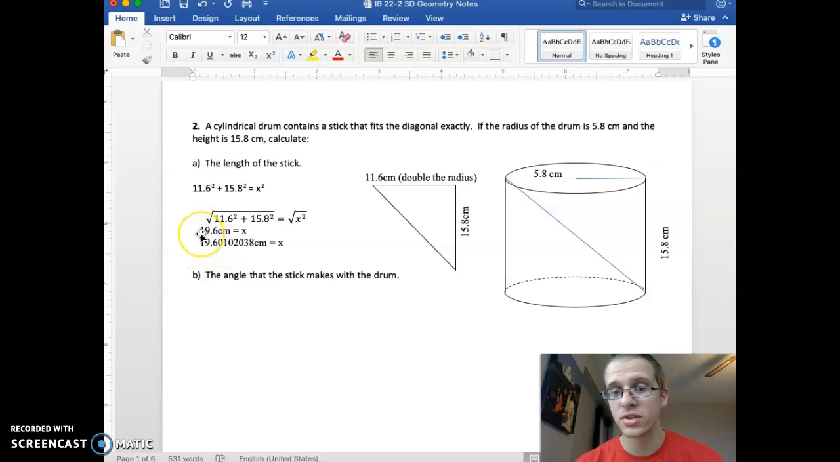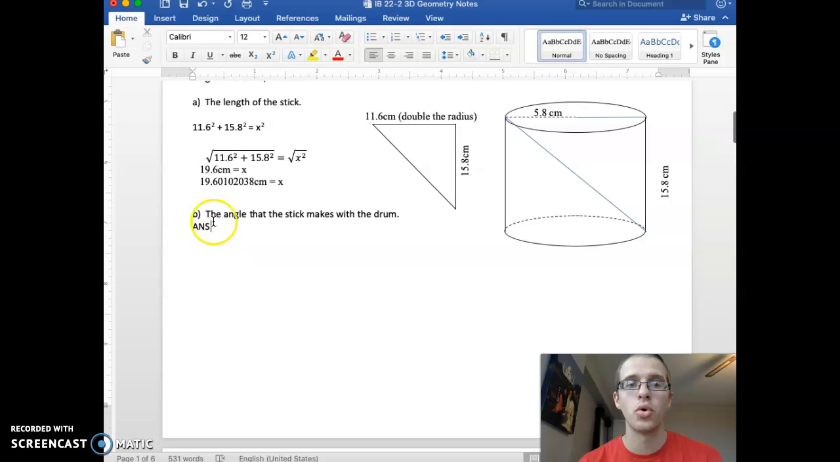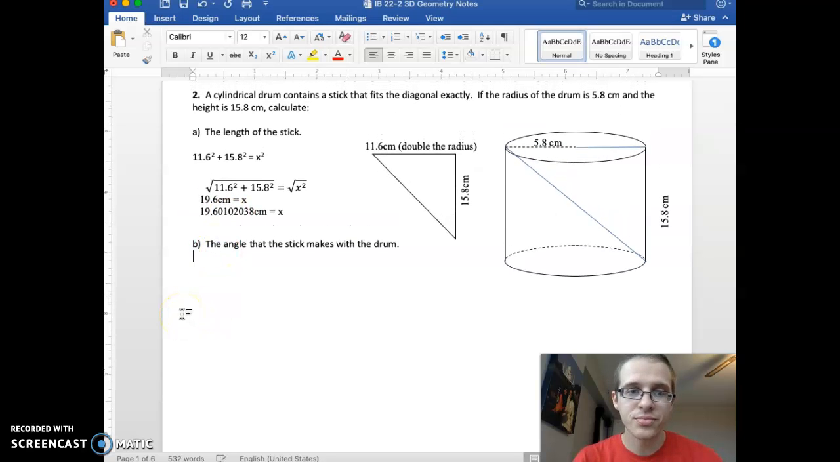19.601 is so close to 19.6, you might get the same answer if you use the rounded or the exact, but for good practice, you always want to use that exact answer. And in your calculator, you can always use that ANS function to pull that last answer that you got from your calculator. So part B is asking us for the angle that the stick makes with the drum.